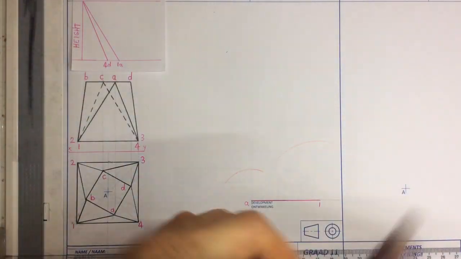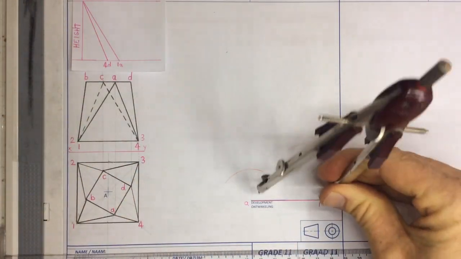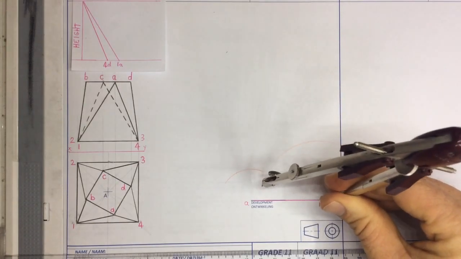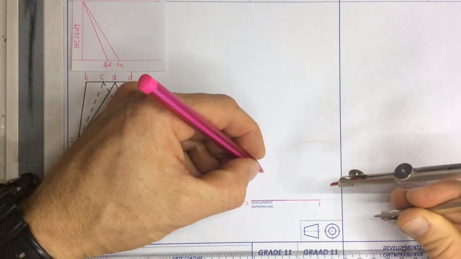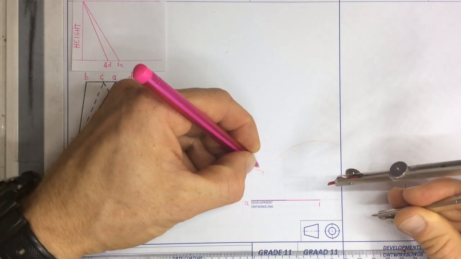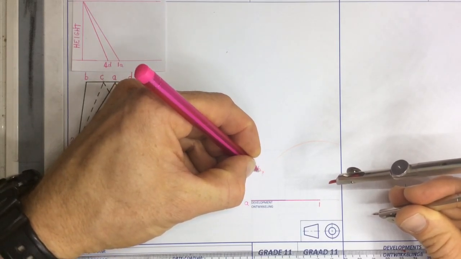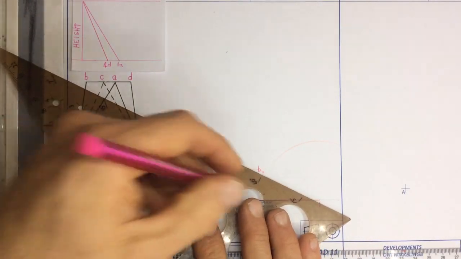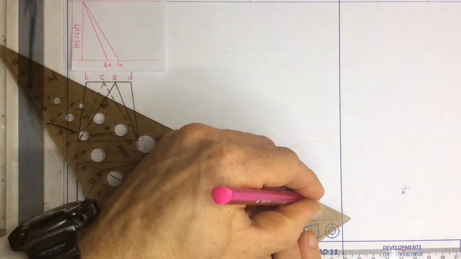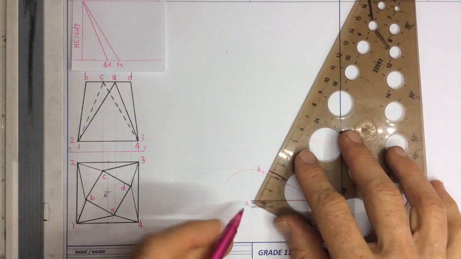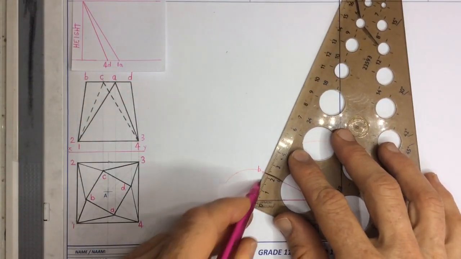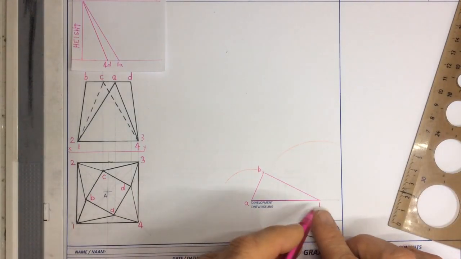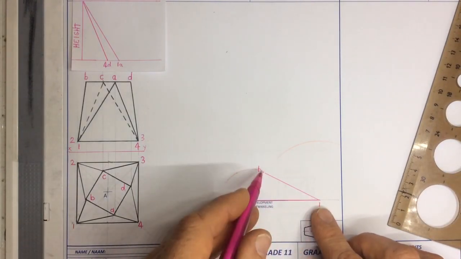Right, do I have 1? Yes, I've got 1. There we go. And I arc off onto this thing, and I'll end up with a B over there. So I've got B. I can draw that in. So I've got a true length from A to B. I've got a true length from 1 to A. I've got a true length from 1 to B.